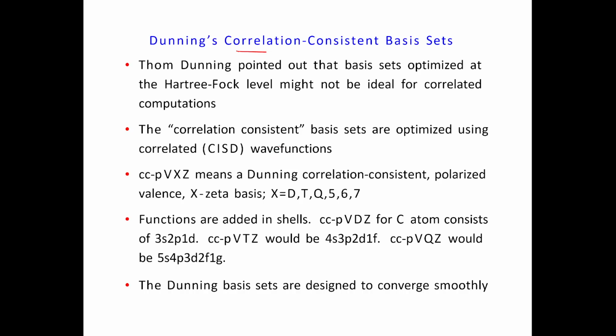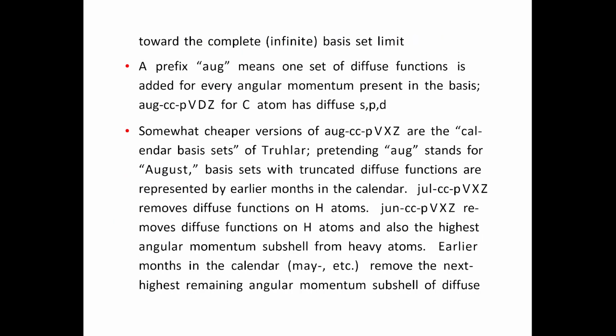So they optimize the basis set, and they have nomenclature as cc-pVXZ. So this CC means correlation consistent, this P means the polarization, V means the valence, and X means if this is 2 zeta, 3 zeta, and 4 zeta, and that is actually written here. Okay, so the Dunning basis sets are designed to converge smoothly toward the complete or infinite basis set limit. There is something called CBS or complete basis set limit.